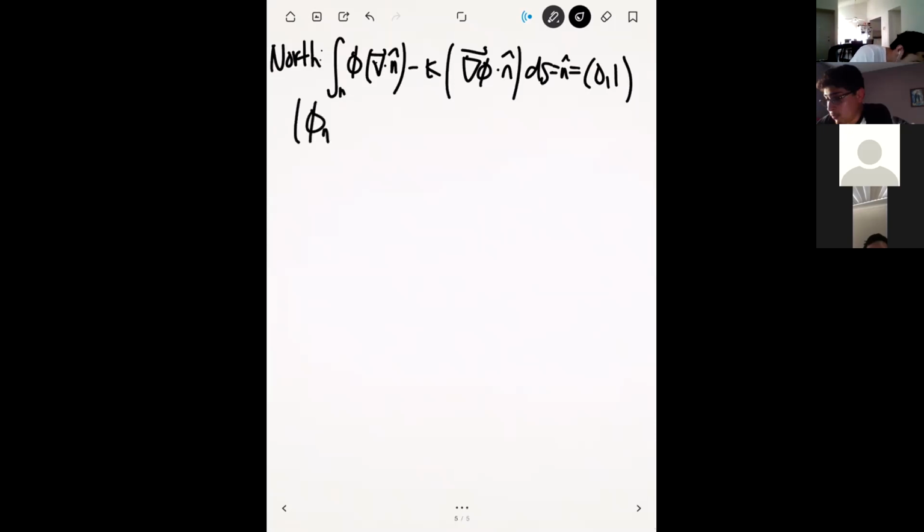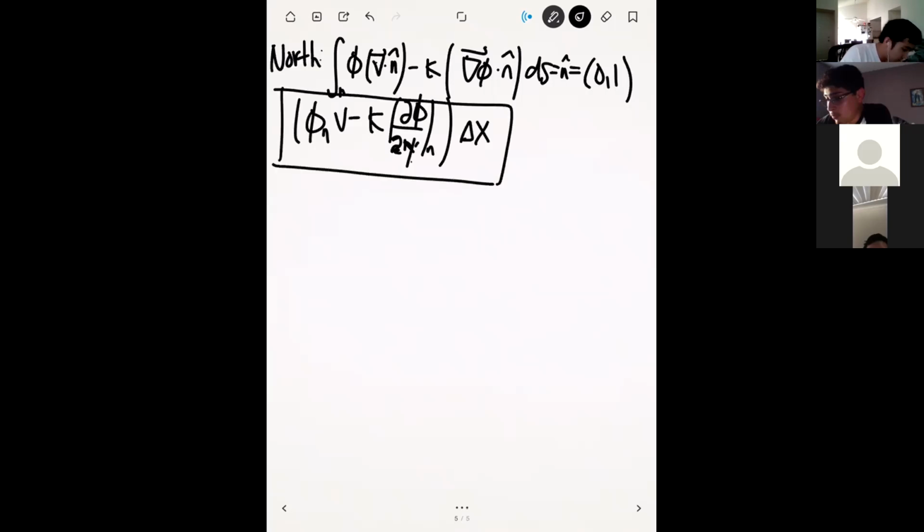So we have phi n times v minus k d phi dy at the north face, times delta x. Again, because our n hat has only a y component, 0 comma 1, we take the y components of all of our vectors. That's where the v and the d phi dy come from. And since it's a positive 1, we keep the same signs from the integral.